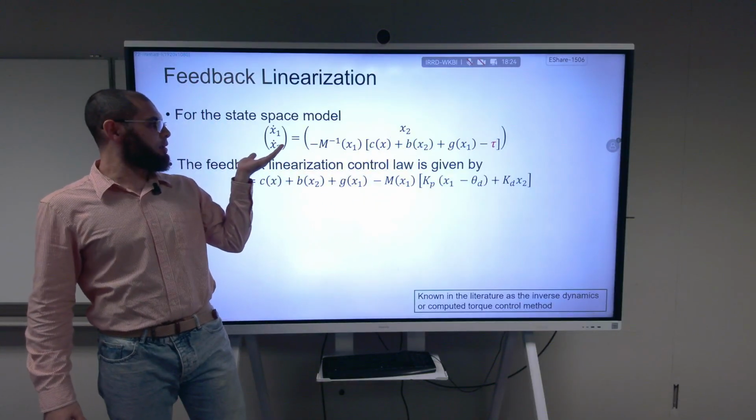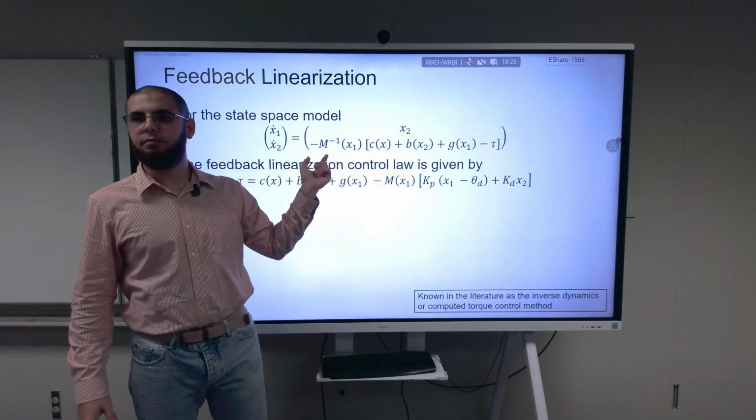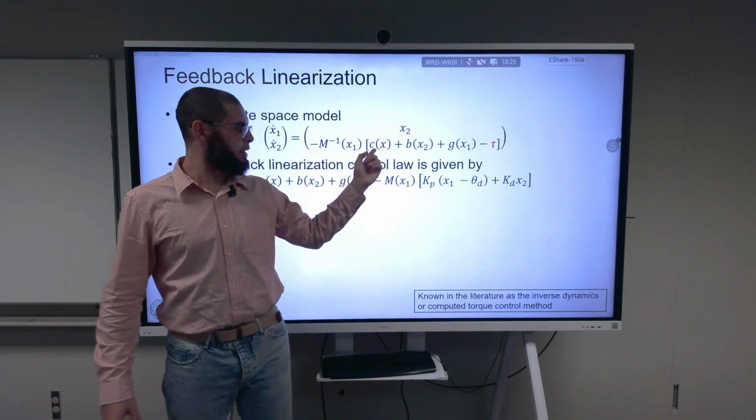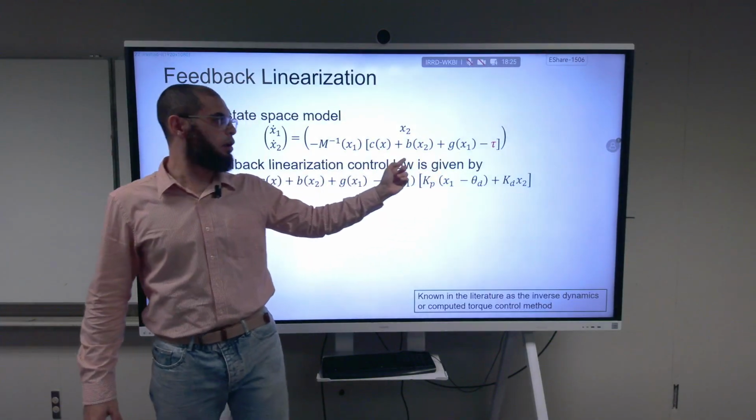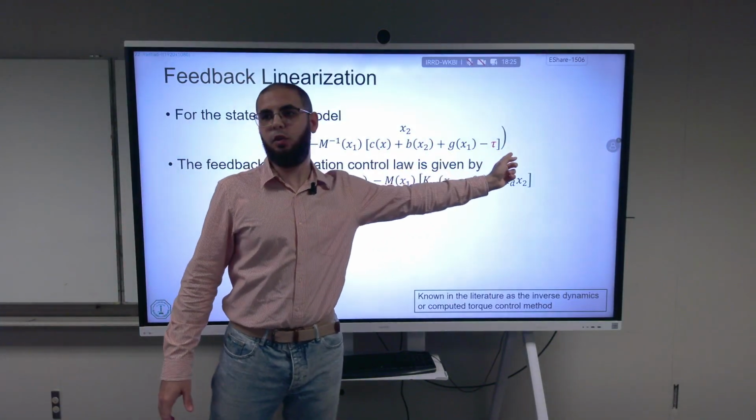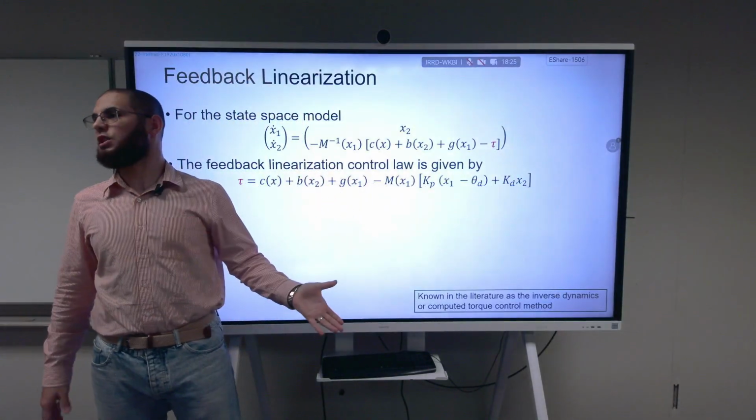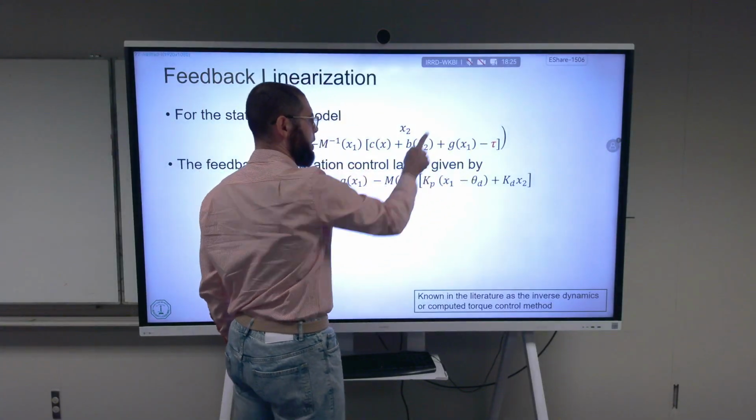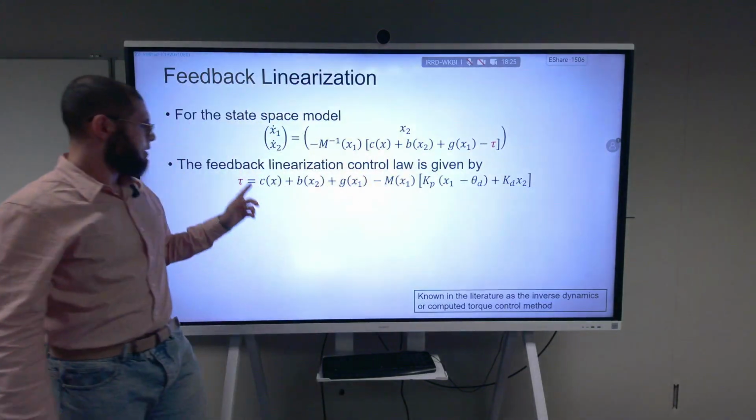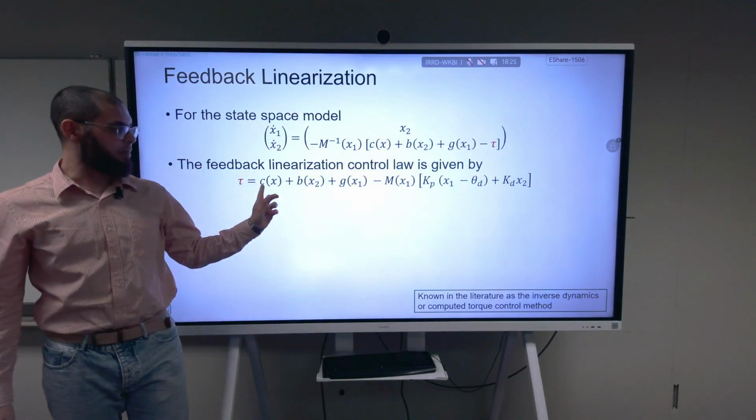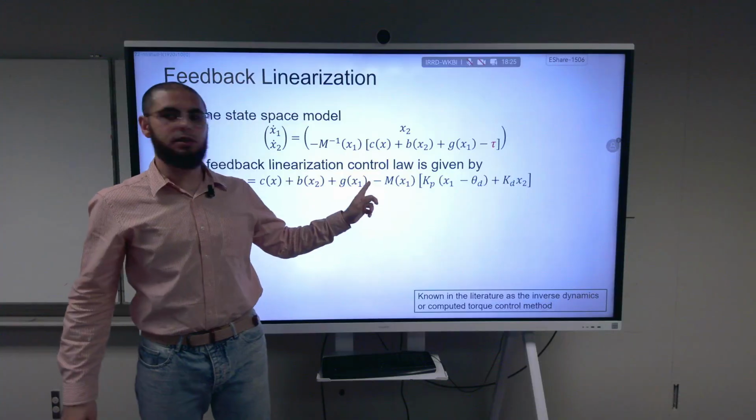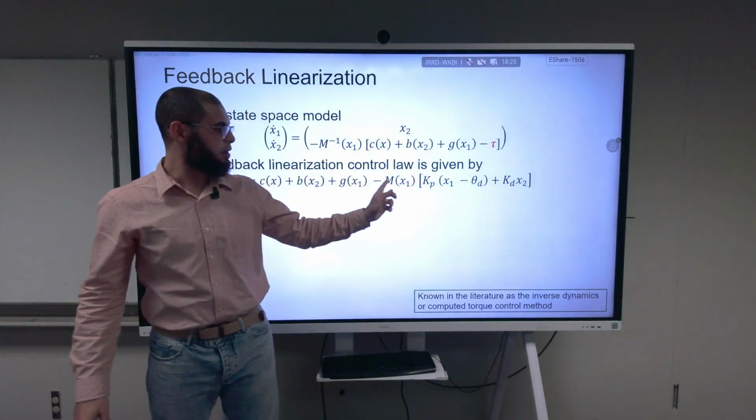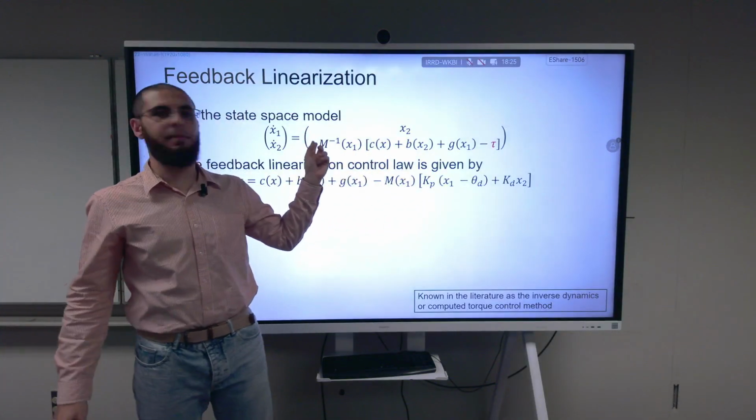And x2 dot is equal to M inverse, nonlinear, multiplied by C nonlinear, B nonlinear, G nonlinear, and have the torques. What is feedback linearization? What it will do is choose the torque equal to G plus B plus C. And then afterwards, I multiply here by an M, so the M will cancel the M inverse.